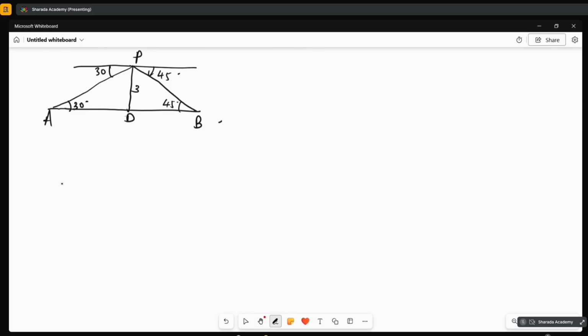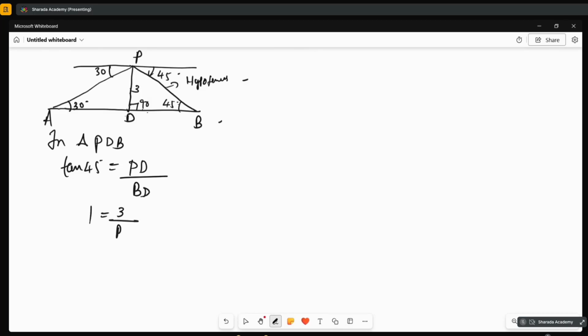AD we calculated. In triangle PDB, tan 45. See here, this is 90 degree. Bridge height will be at 90 degree with the ground, right? So this is 90 degree. This is the hypotenuse. So tan 45 will be equal to what? Opposite side is PD and the adjacent side is BD. Tan 45 is 1, so 1 is 3 by BD. So BD is equal to 3 meters.